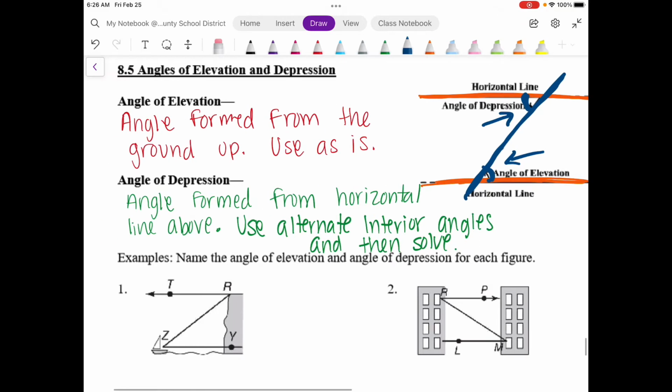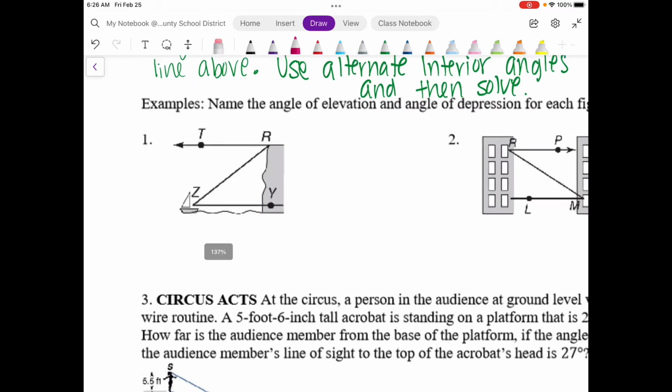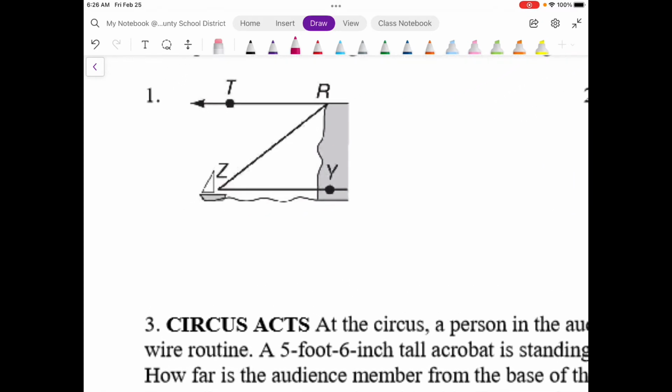If we're talking about an angle of depression, you're going to use alternate interior angles and then apply that to the triangle that you're going to use. So here we have just two examples so you can kind of get the hang of how to identify an angle of depression and elevation.